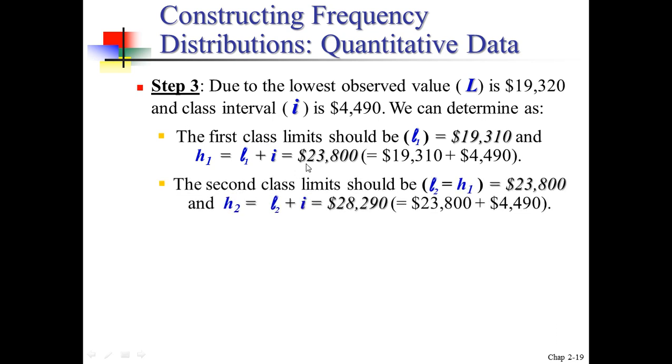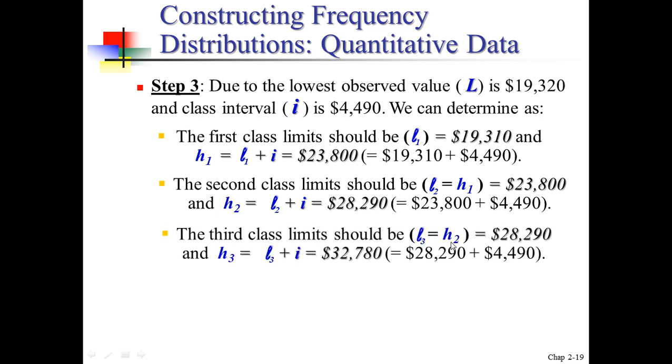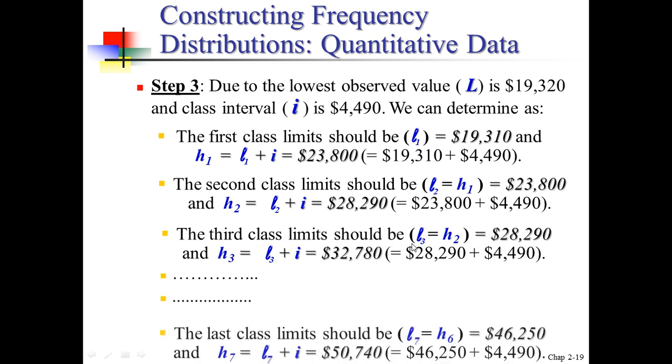If you know H1, just set H1 equal to L2. What is L2? L2 is the low limit of the second class. If H1 equals this number, L2 must be equal to that number. If you know L2, you plus I, you get H2. If you know H2, just set H2 equal to L3, and you know L3 plus I, you get H3.